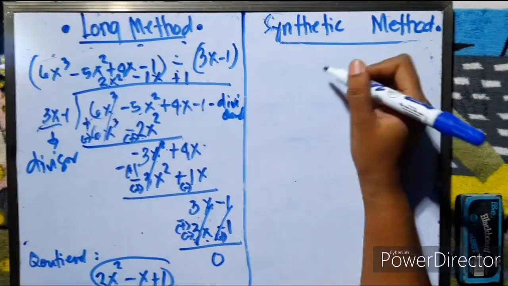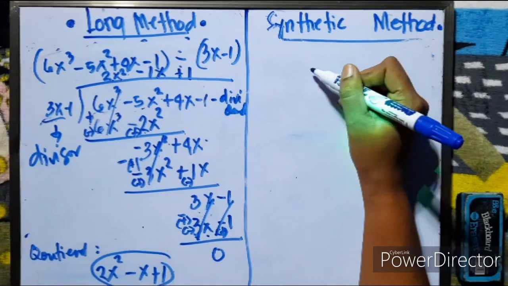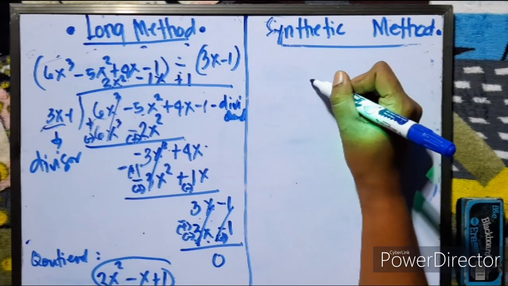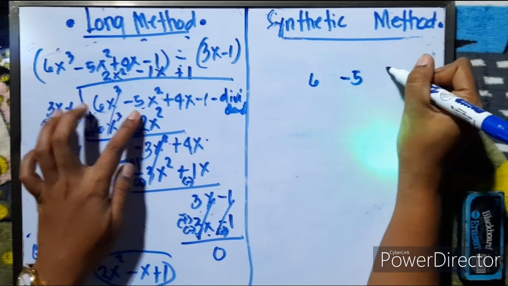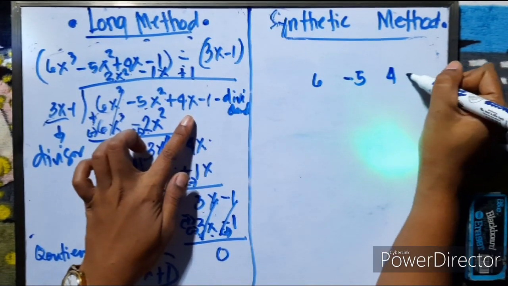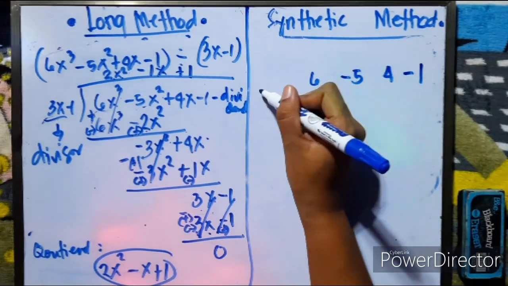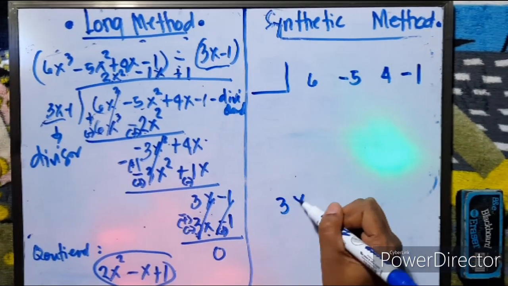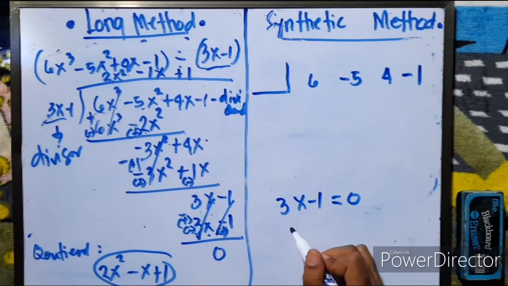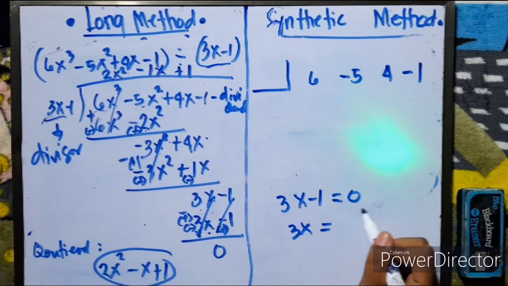Let's have again our synthetic method. Copy the coefficient of our x cubed, which is 6, followed by the coefficient of our x squared, which is negative 5, followed by 4, and followed by negative 1. That's our constant. Then we are going to find the zeros of our divisor. So we have 3x minus 1 is equal to 0.